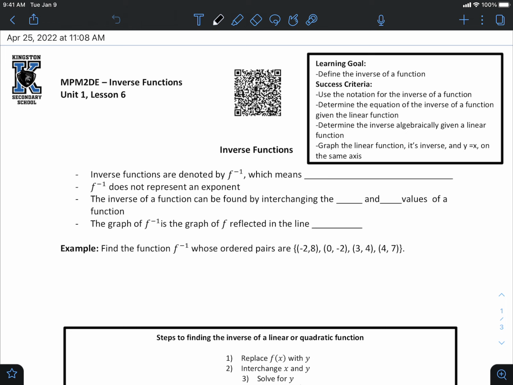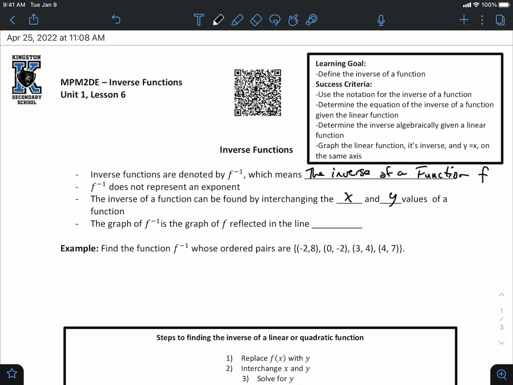All right, inverse functions, okay? Inverse functions are denoted by this little notation here, f to the minus 1, which means the inverse of a function f. F to the minus 1 does not represent an exponent. The inverse of a function can be found by interchanging x and y values of a function.